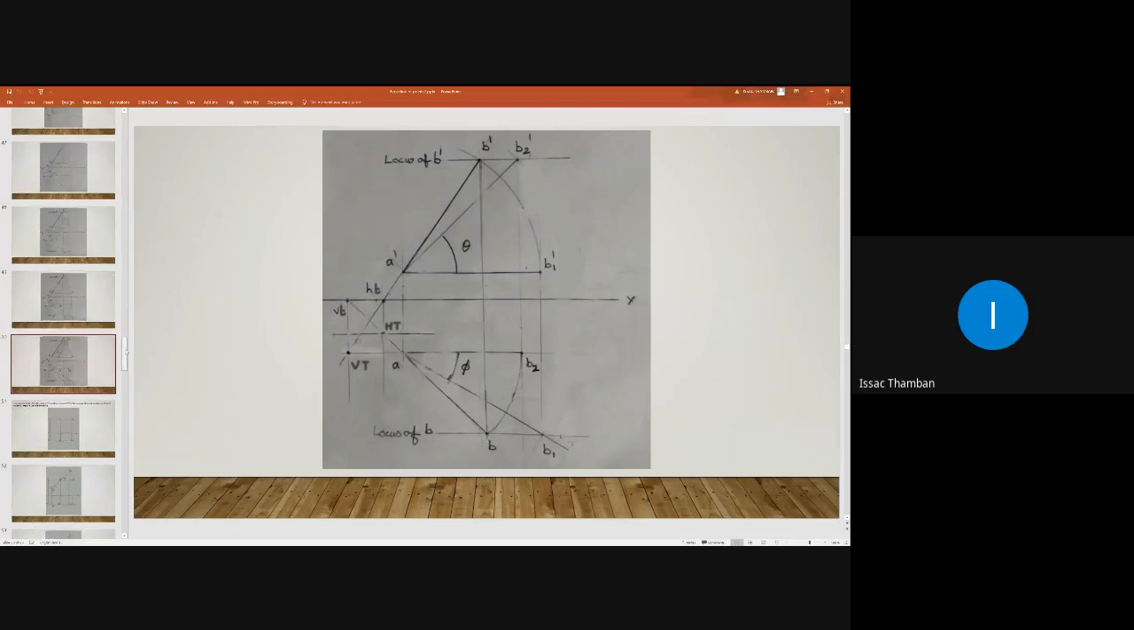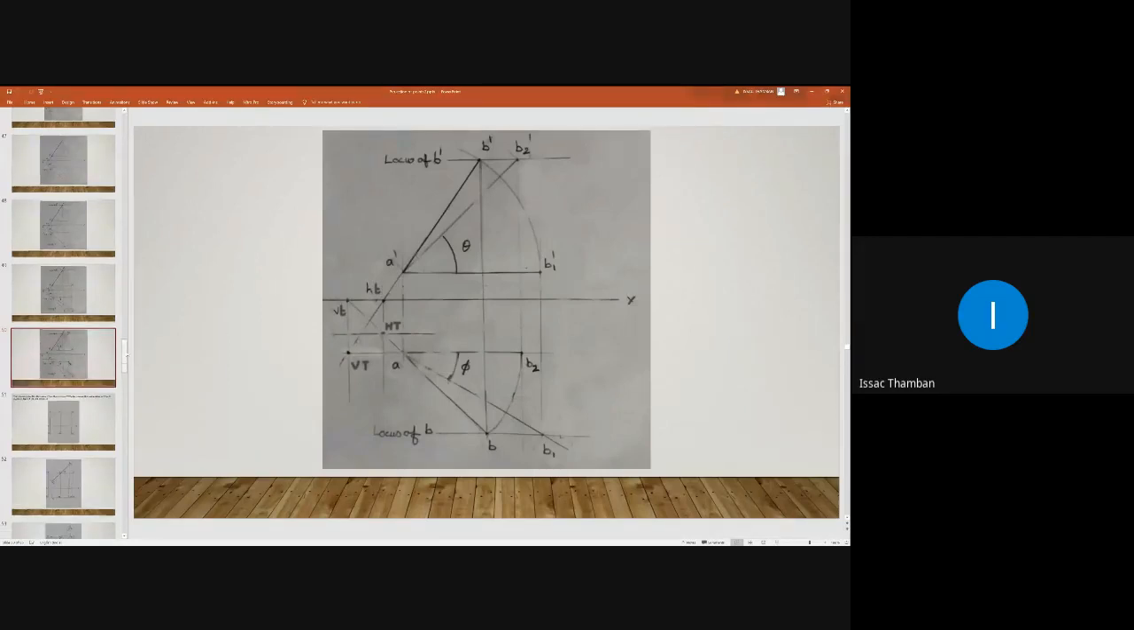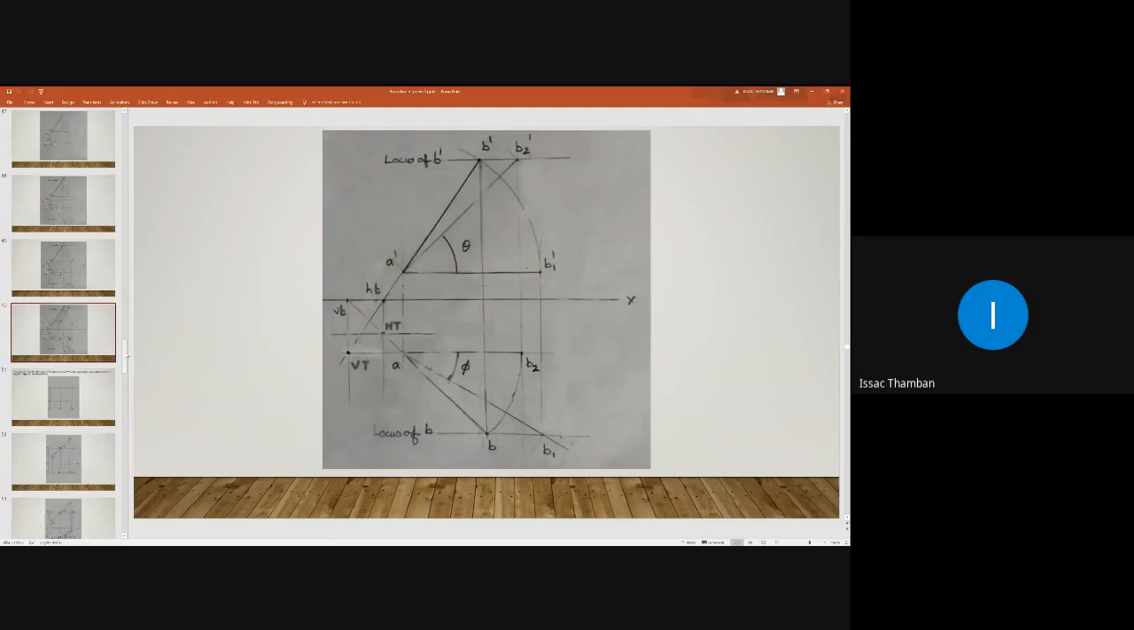And while submitting this assignment, it should be here. This notebook will be your assignment. You have to show that. So it's up to you. You have to complete that. So I am proceeding to the next problem.